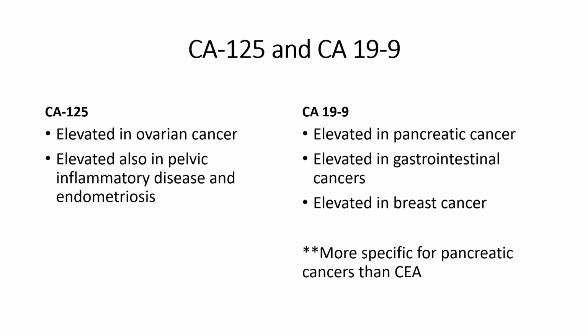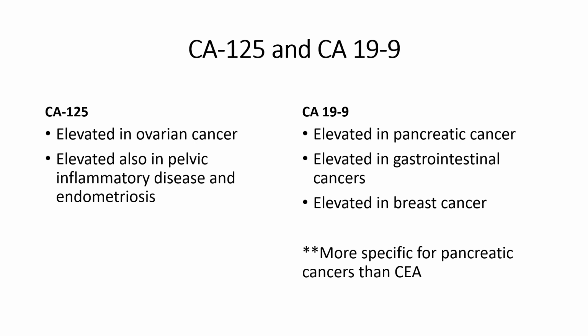Carbohydrate antigen 125 and carbohydrate antigen 19.9. Carbohydrate antigen 125 is elevated in ovarian cancer. It's elevated also in pelvic inflammatory disease and endometriosis, but it's most useful in the diagnosis of ovarian cancer or ovarian carcinoma.